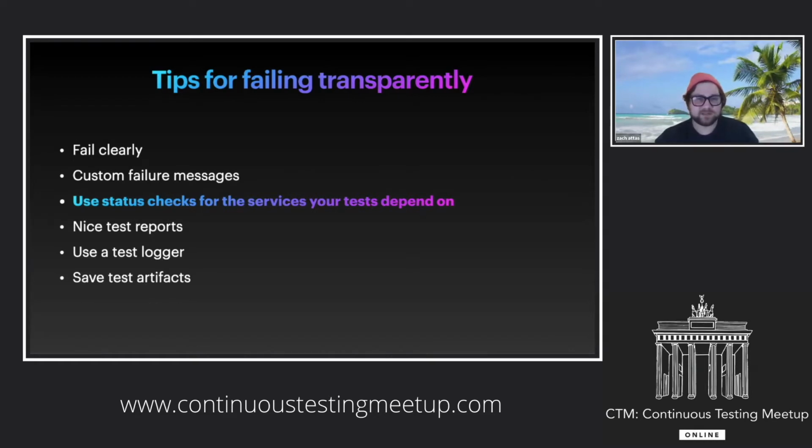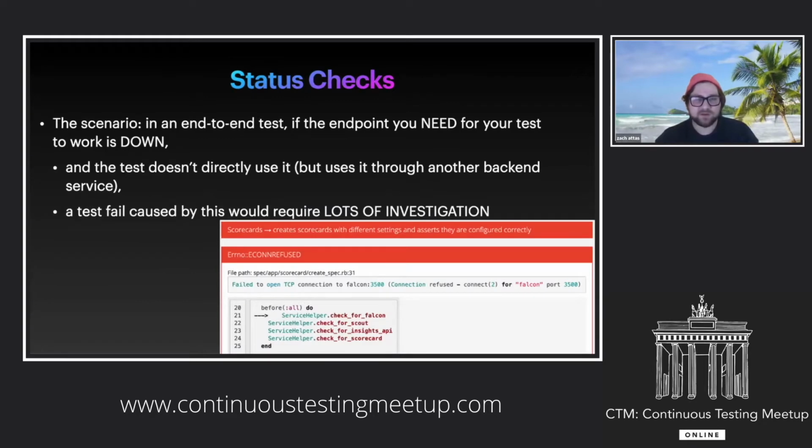Next is using status checks for the services your tests depend on. So imagine this scenario. You have an end-to-end test. The endpoint you need for your test is down, but the test doesn't directly use that endpoint. It does maybe a front-end action, and that endpoint is used downstream. And then let's say that test fails. That can be a really hard thing to investigate, because there's an indirect dependency that's causing this failure.